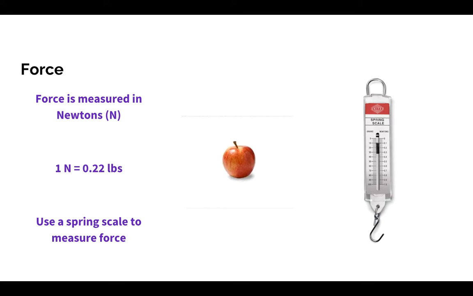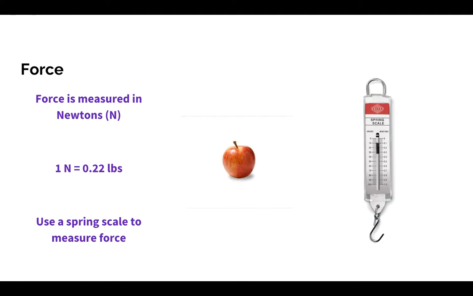Force is measured in newtons, which is a new unit for us, but 1 newton is equal to 0.22 pounds. So the force of 1 newton is about the size of a small apple, that's about the weight of it. And we measure force using a spring scale. You can see over there on the right how it has a hook, so we can hook things to it, and the spring will be stretched, and it'll tell us how much force is applied.